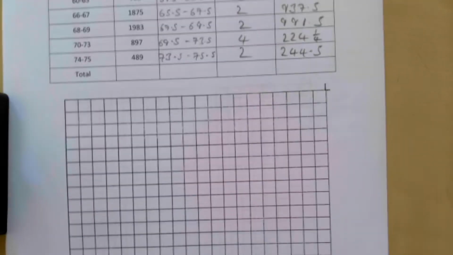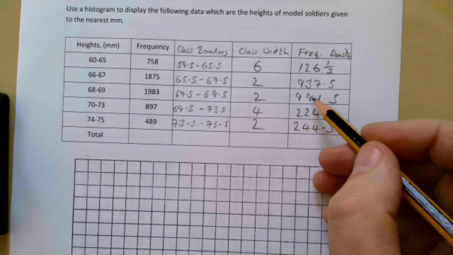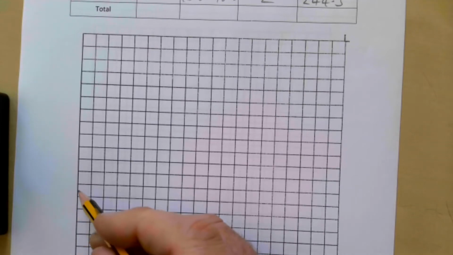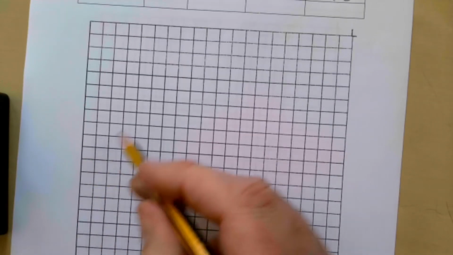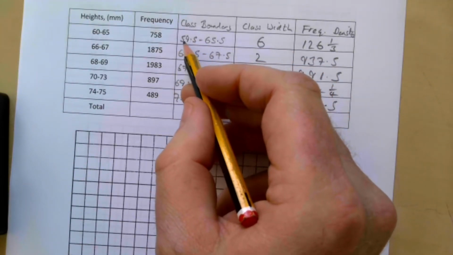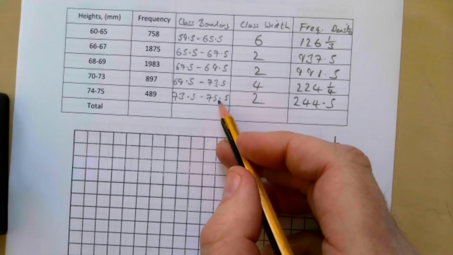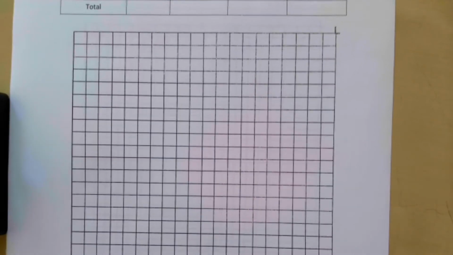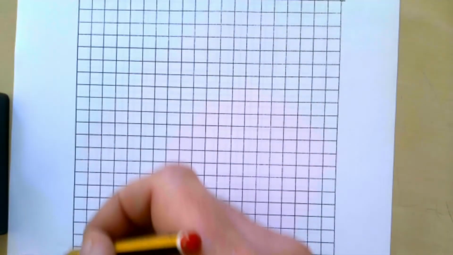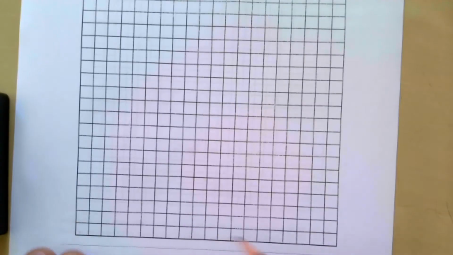Up the side, we're going to do frequency density, so we need a scale that goes as high as effectively 1000, and this fits in quite nicely. If 2 squares is 100, that's going to fit for our frequency density. And then going along the bottom, we need to go effectively from 59 up to as far as 76. So I've done each square as 1, and it fits in quite nicely there. These are silly things you need to know from year 8 or 9. Put your scale in, put your label in, so it's frequency density here, and then heights in millimeters.